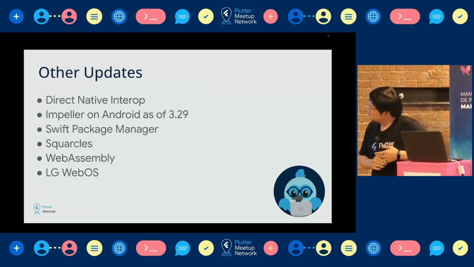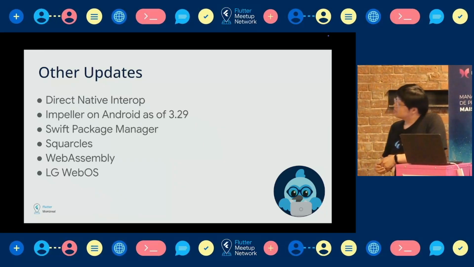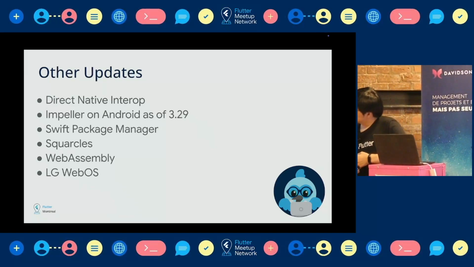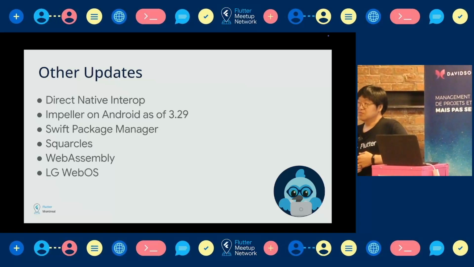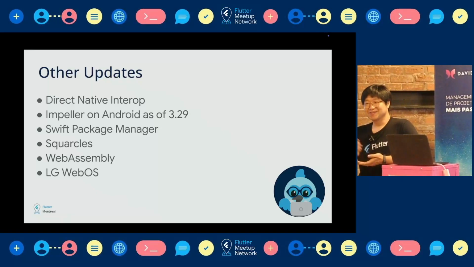And now Impeller is the default for Android. Like iOS, Impeller, the rendering engine, is the default for Android too. And they also announced Swift Package Manager. For iOS builds, it's been using CocoaPods. I mean, I don't know if you like CocoaPods. I mean, you are the iOS guy. Do you like it?